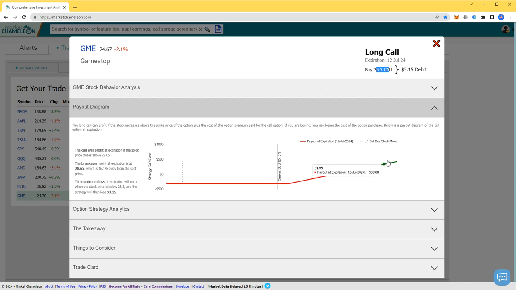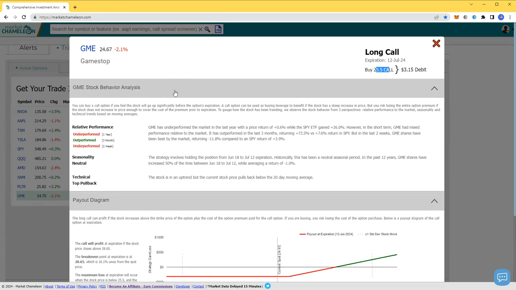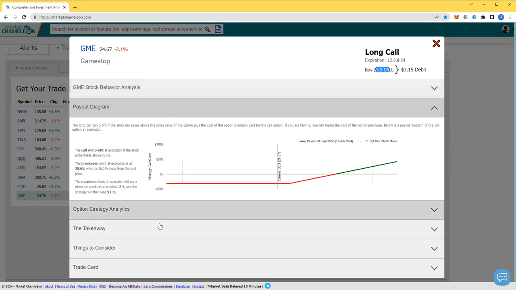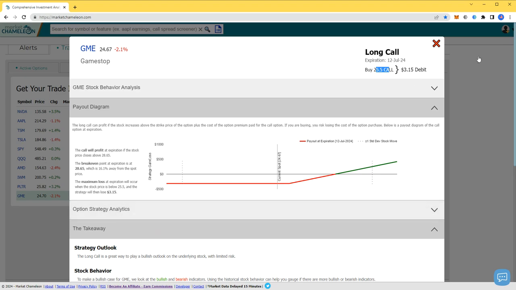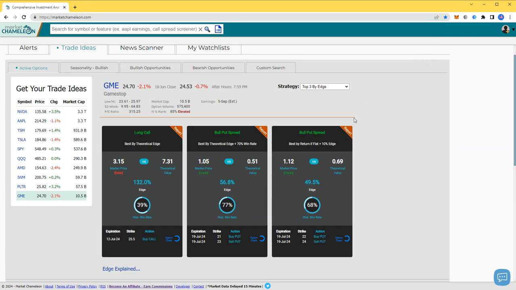And from right here, the sky is the limit, assuming GameStop will go up, and you have 3 weeks to do so. And you got all the details and the takeaway, etc., that you can read. GameStop is all over the place. So that's one option. If you are bullish on GameStop, you think it'll go up, go to Market Chameleon, scan long calls, and see what you can expect.